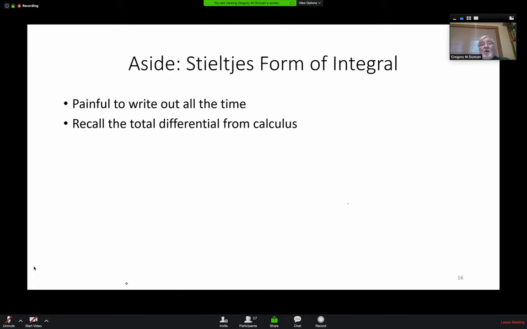Okay. Recall from the total differential from calculus. So the total differential is dF(y) equals F prime(y) dy, which equals f(y) dy. So this is the total differential of the cumulative distribution function. This is the derivative times dy, and this is just the density, which is the derivative times dy.